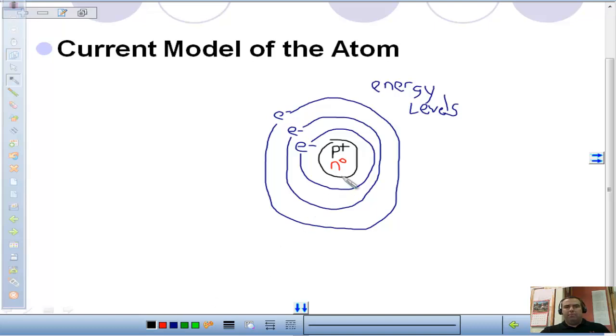The center of the atom is going to be referred to as the nucleus. So this is our current model of the atom. And like I said, I have three levels, or three different energy levels, showing up here. In reality, there are about 7 of them.